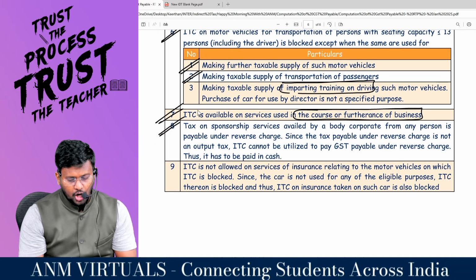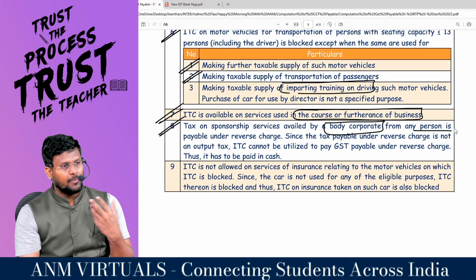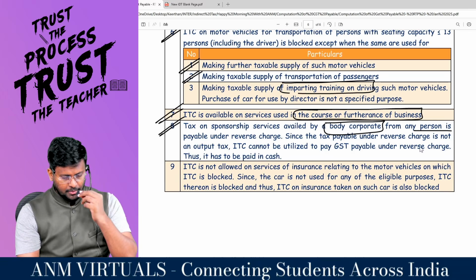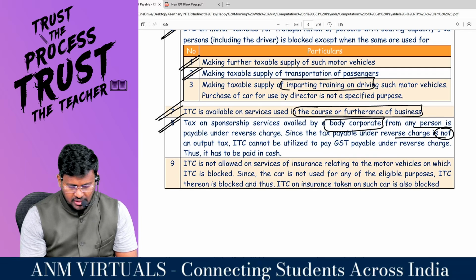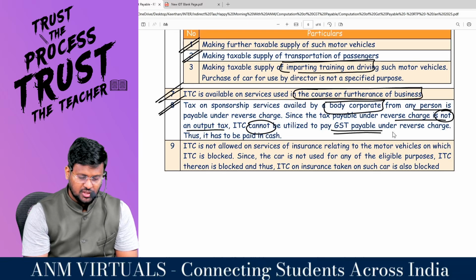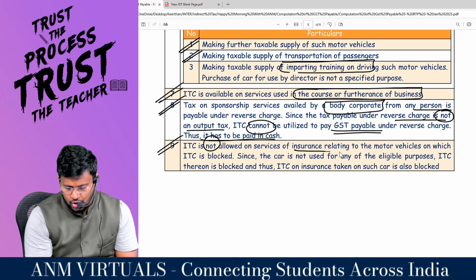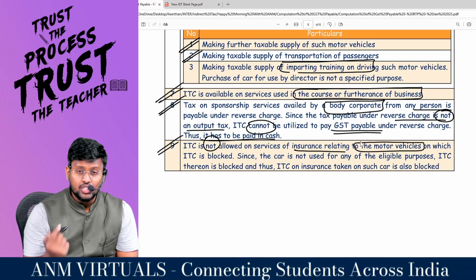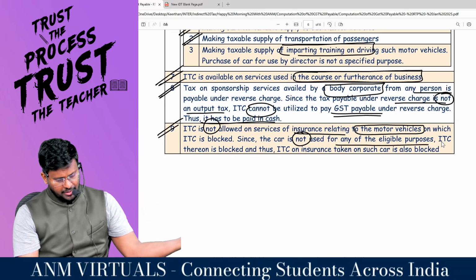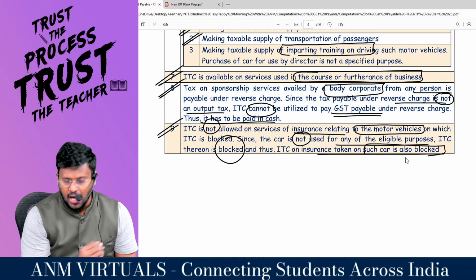Tax on sponsorship services availed by a body corporate from any person is payable under what charge? If the recipient is a partnership firm or body corporate, reverse charge. Since tax payable under the reverse charge is not an output tax, ITC cannot be utilized to pay GST payable under reverse charge. Thus, it has to be paid in cash. ITC is not allowed on service of insurance relating to a vehicle on which ITC is blocked. Since a car is not used for any of the eligible purposes, ITC thereon is also blocked. Thus, ITC on insurance taken on such car is also blocked.